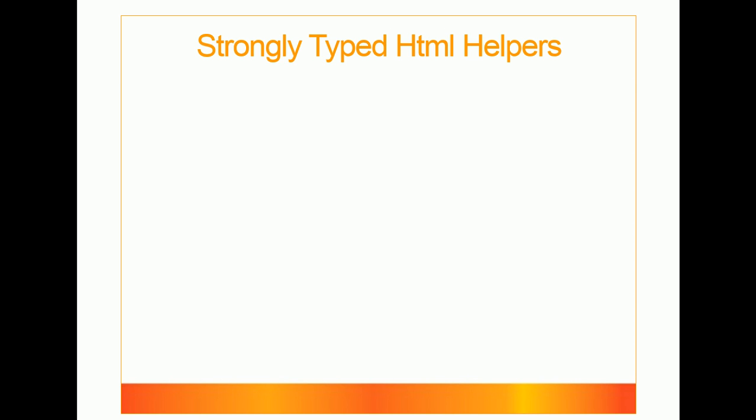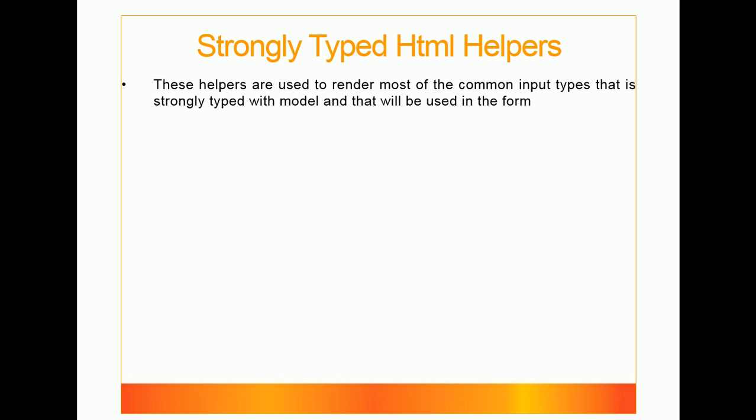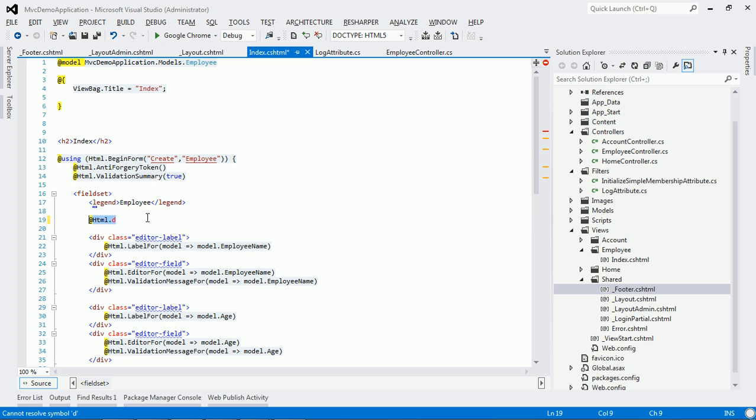Let me tell you what we mean by strongly typed HTML helpers. These helpers are used to render most of the common input types that are strongly typed with the model, and that will be used in the form. What we mean by strongly typed HTML helpers is that they are coupled with the model. You can see in this example, this index.cshtml page is using the Employee model, and it's strongly typed.